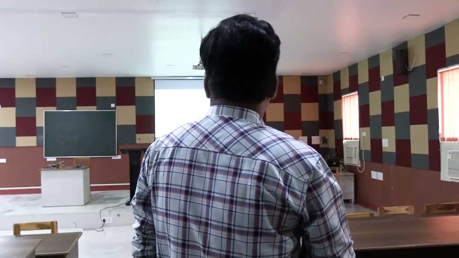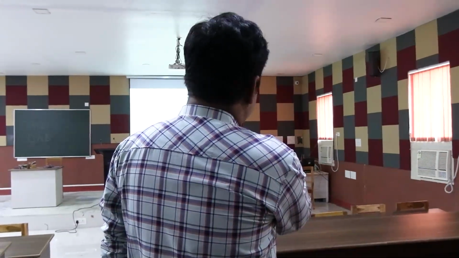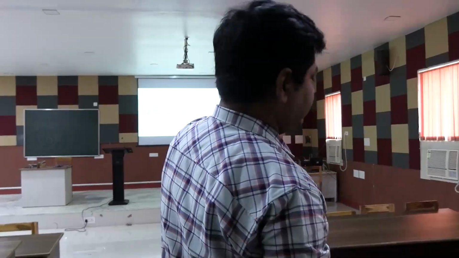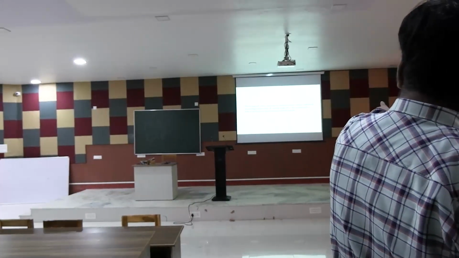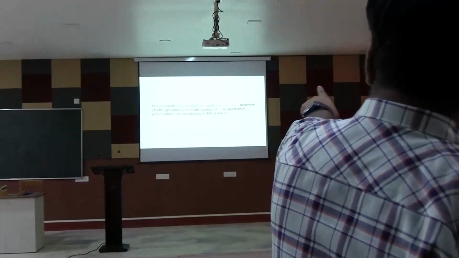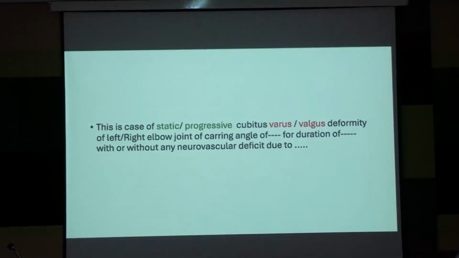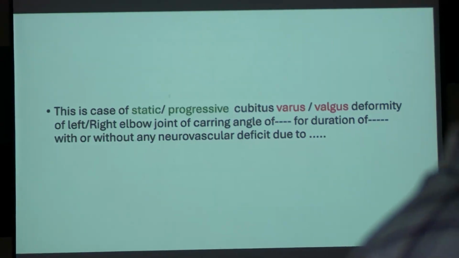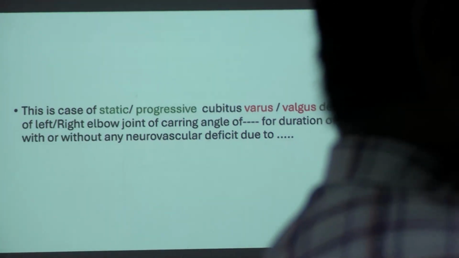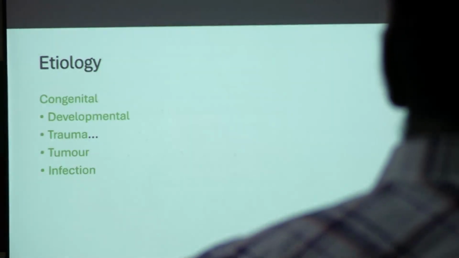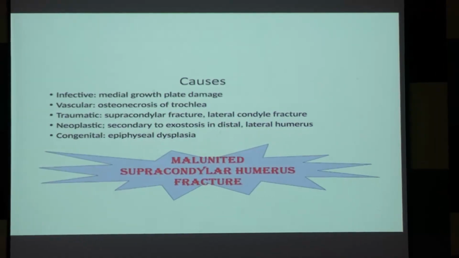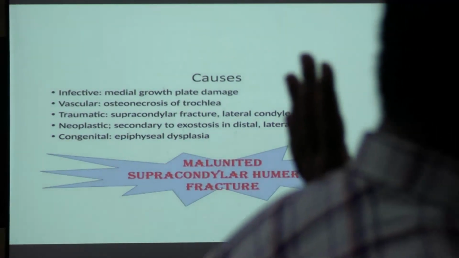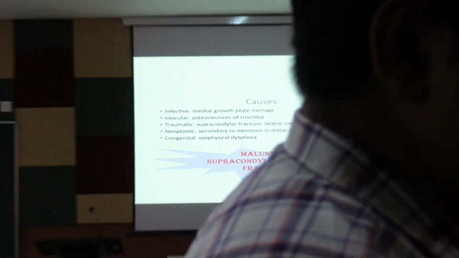Then you have to mention the etiology. Last point, due to. This is the static cubitus varus deformity of left elbow joint of carrying angle 10 degrees for duration of 1 year without neurovascular deficit due to one etiology. You have to mention why it happened: due to fall, due to neurovascular deficit, due to tumor. So how will you mention the etiology? Next point, if there is infection, you have to confirm this point by history. You have to take the history.